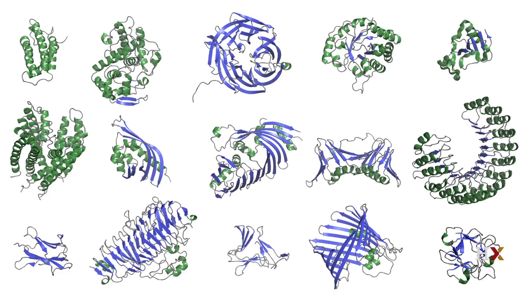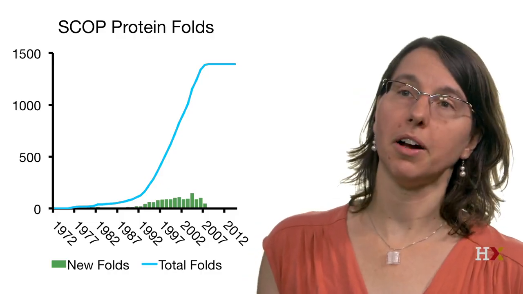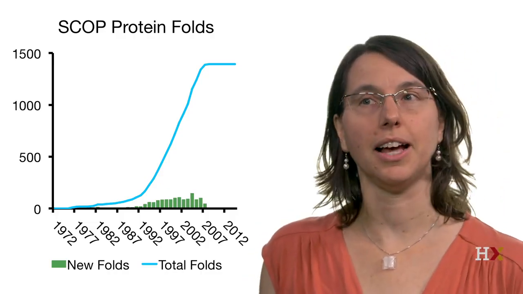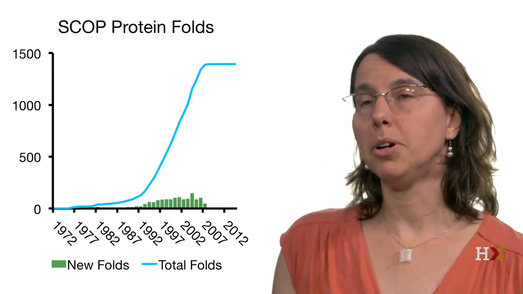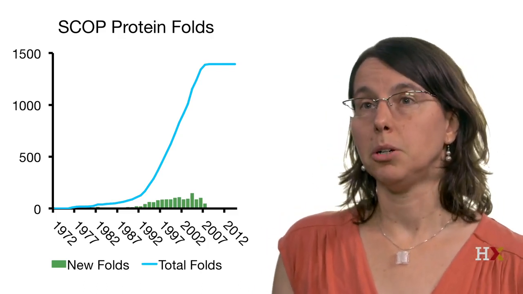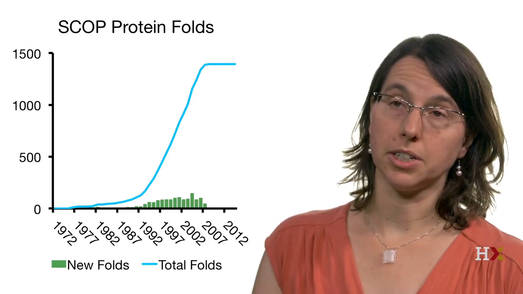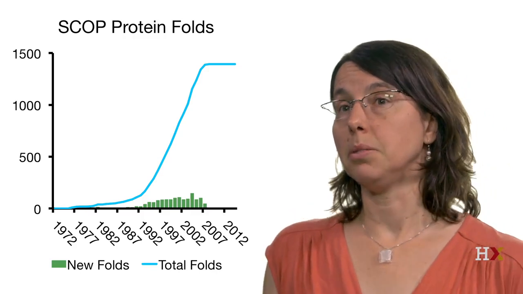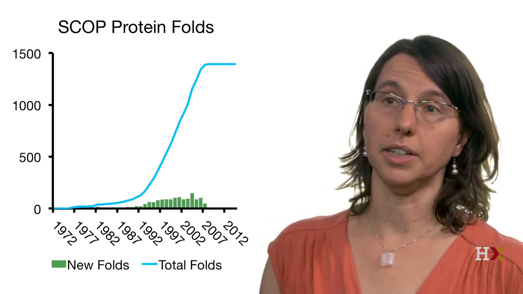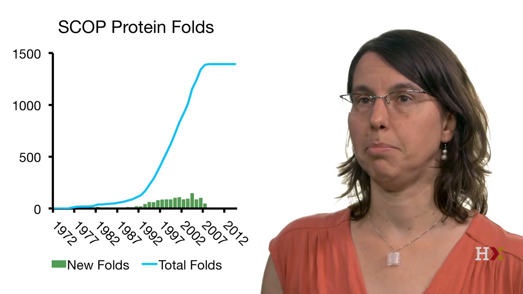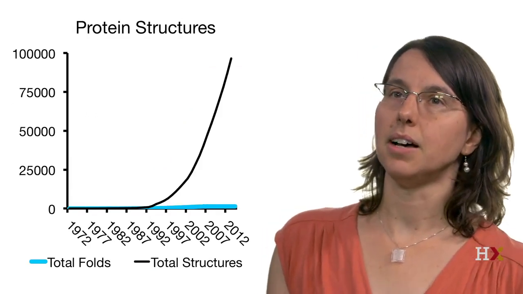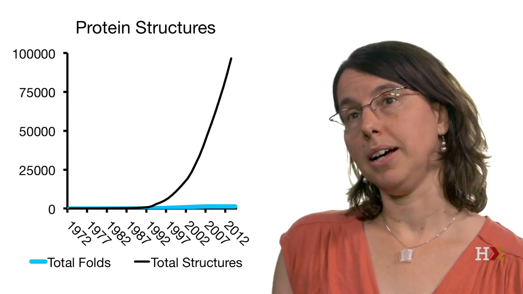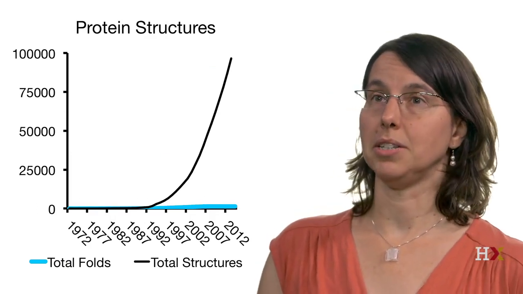Shown here are just a few examples of roughly 1,500 folds that have been identified. This graph here shows the progress of structural biology over the last 40 years. The number of folds that have been determined using crystallography or NMR or other structure determination techniques has risen, but has actually plateaued in the last few years, where almost no new folds have been discovered. And this is in contrast to the all-time high number of protein structures that have been solved.